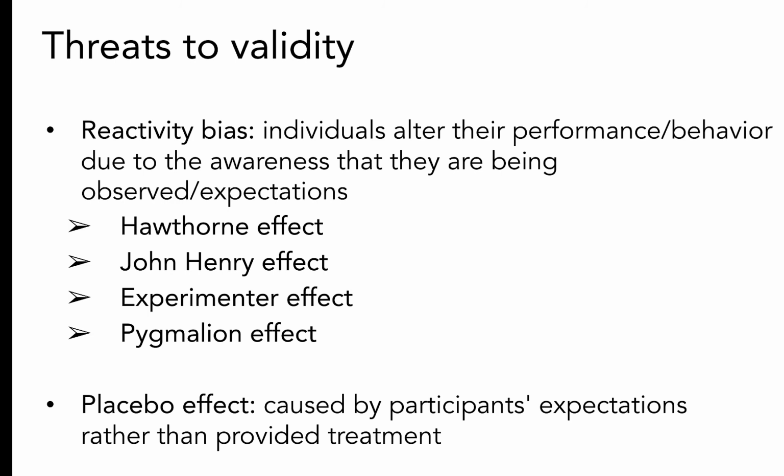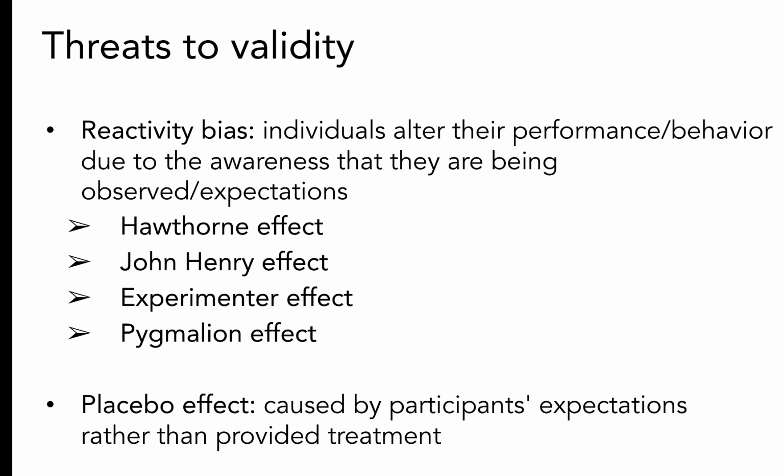The experimenter effect occurs when researchers communicate the expectations of the experiment in a subtle way at the beginning of the experiment. So when respondents or participants in an experiment can sense what the experimenter wants to get out of it, they can start behaving in a way to meet those expectations.